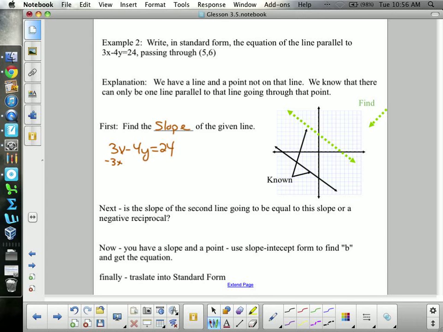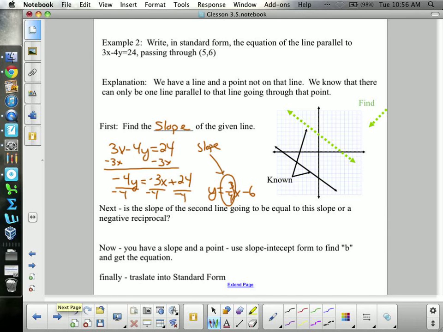So minus 3x, negative 4y equals negative 3x plus 24. Then divide by negative 4. And you get y equals 3/4 x positive, because negative over negative is positive, minus 6. What's the slope of this line? Slope is 3/4. Okay, there's my slope. So we had to do some algebra to get there, didn't we?